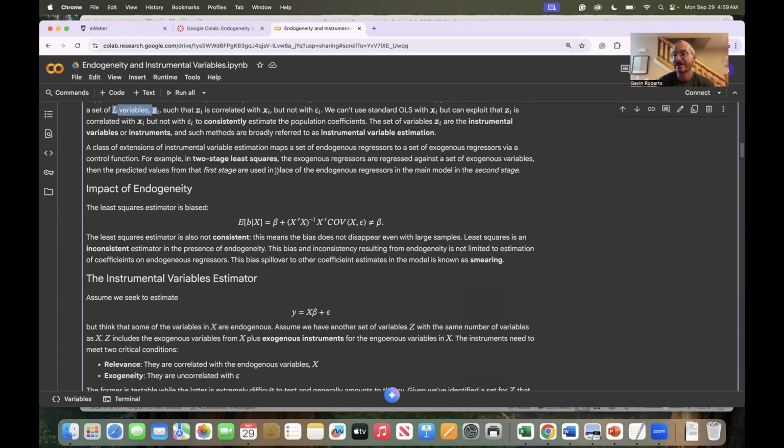And that's why we need theory for some of this stuff, because we have to come up with a theoretical reason. I believe that this variable shifts supply, but not demand. Or I believe this variable shifts demand, but not supply. Those are the reasons I had you guys thinking about those. Those are the types of variables that we might use as exogenous instrumental variables.